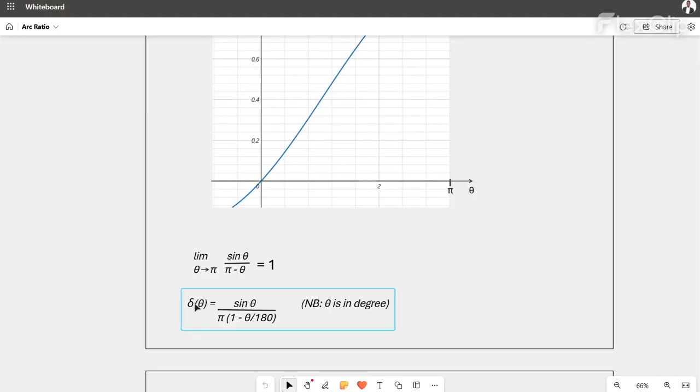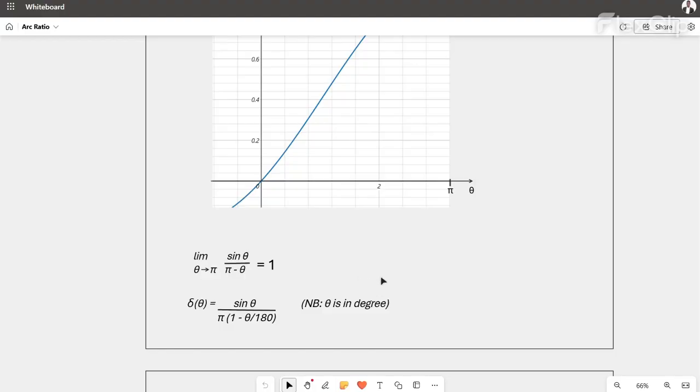Now delta theta is equal to sine theta all over pi open bracket 1 minus theta all over 180 degree close bracket. This is the formula for finding the delta function if your angle is in degree. Note before, theta is in degree. If you're interested in finding the delta function in degree, this is the formula you will use, as it is circled here inside this rectangle. While the first formula, this one, is used for finding the delta function if the angle is in radian.